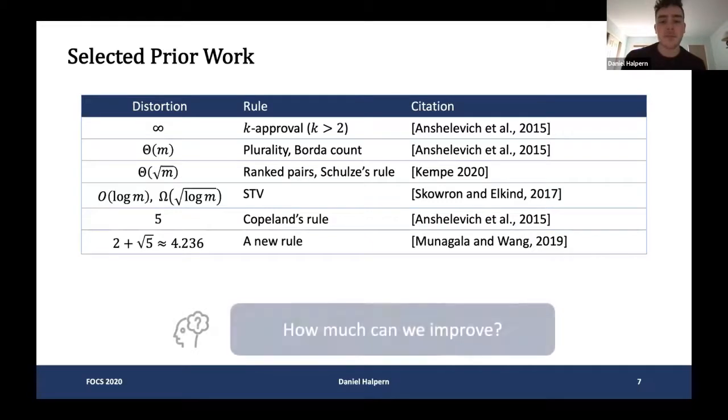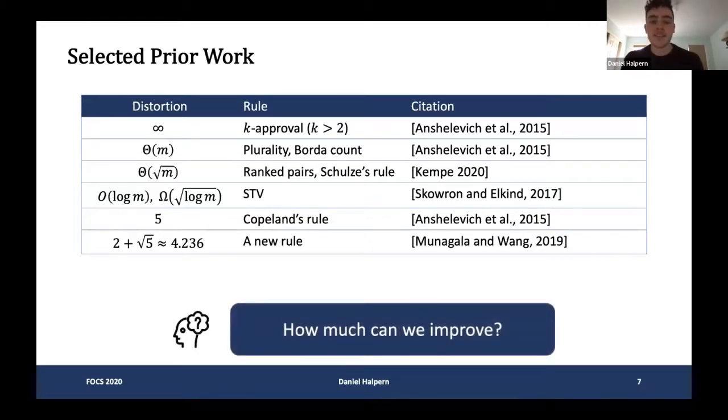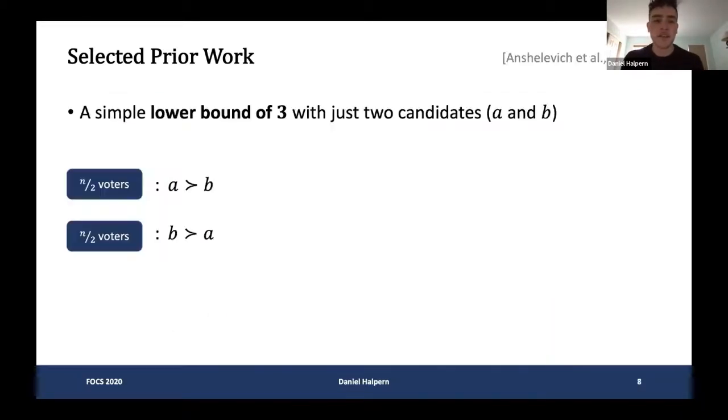So by now, you're probably wondering what a lower bound is. How much more can we improve? The best known lower bound was also introduced by the first paper by Anshelevich et al. And it's actually really simple. So I think I'll show it here. It'll hopefully showcase the model a little bit. So the lower bound goes as follows.